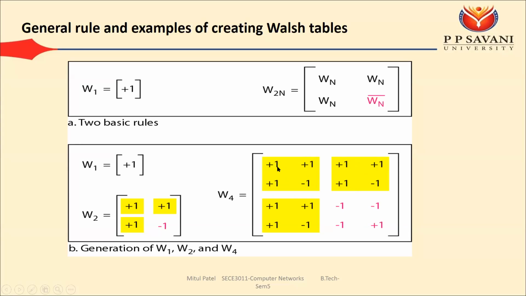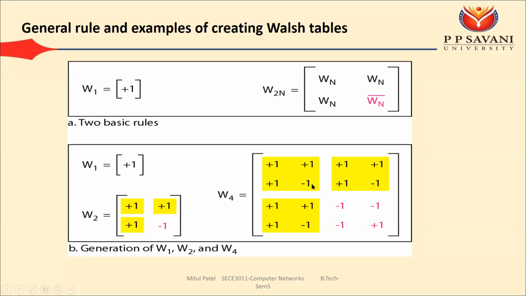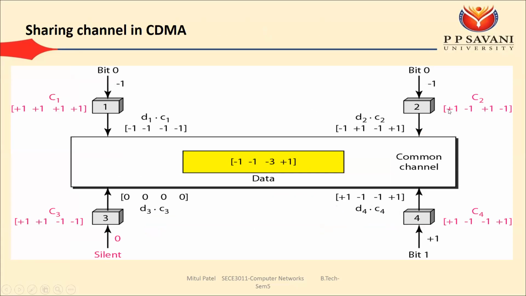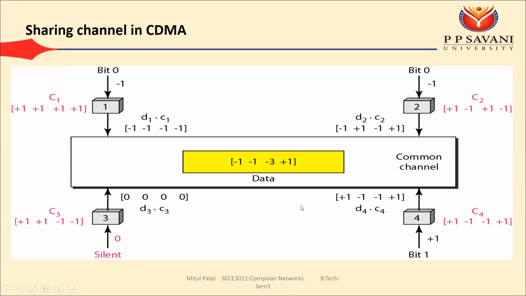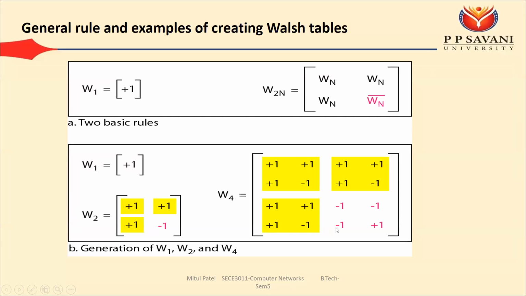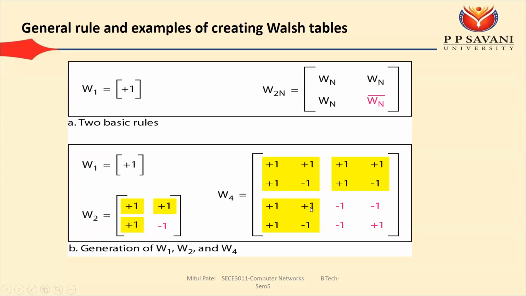So the code for the first station will be +1 +1 +1 +1. The code for the second will be +1 -1 +1 -1. The third will be +1 +1 -1 -1, and the fourth is +1 -1 -1 +1. By that way we can create the codes for a total of 4 stations.